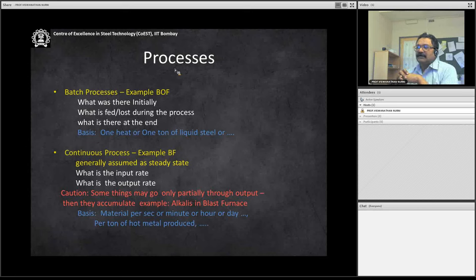And specifically, iron and steel making, we can broadly classify, again, this is true for other processes as well, into batch process and continuous process. Batch process, for example, basic oxygen furnace, where the hot metal from the blast furnace, for example, is treated with oxygen so that some of the impurities like carbon, silicon, phosphorus, manganese can be oxidized and brought to a desirable level.